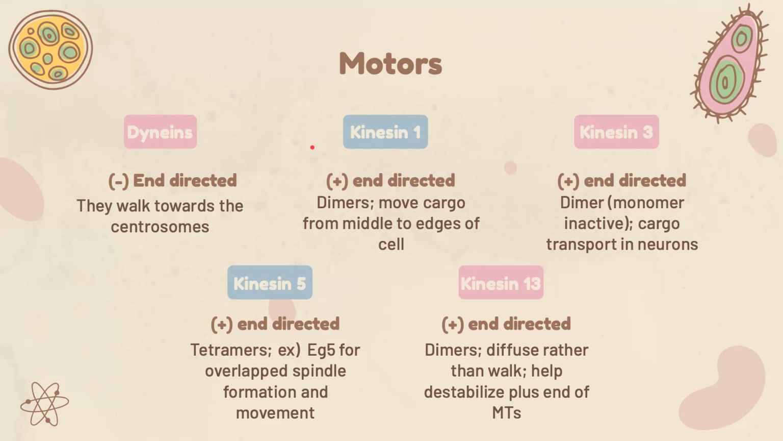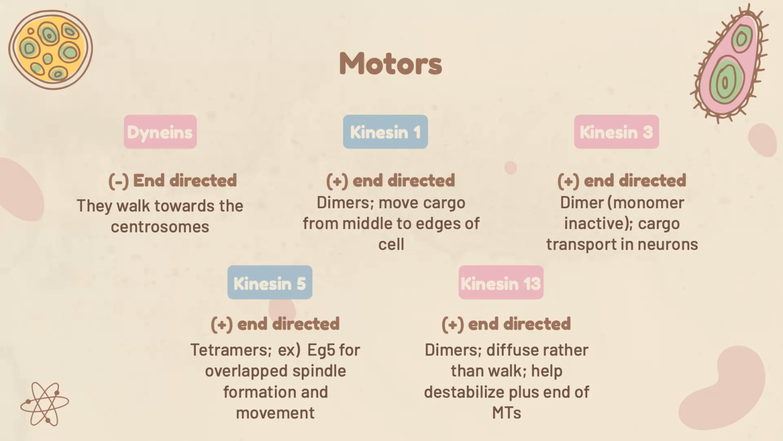Kinesins are all plus-end directed. I think there's one that we talked about briefly, kinesin 14, that's minus-end, but you don't really need to know that. So the ones that are focused on the most are 1, 3, 5, and 13. They're all plus-end directed. And for the most part, they're all dimers except for kinesin 5. That one's a tetramer. Tetramer means 4.